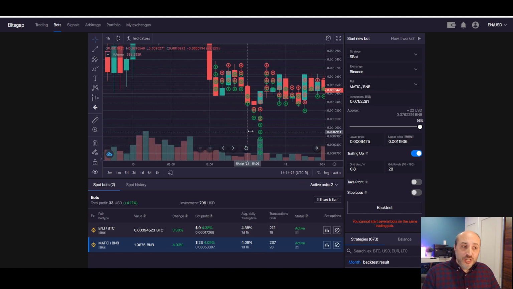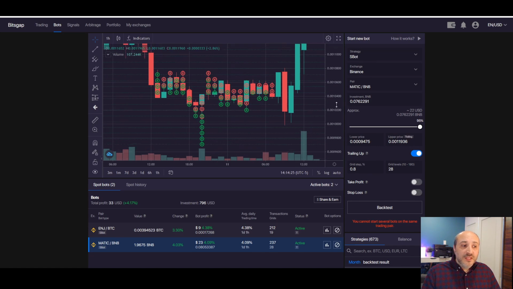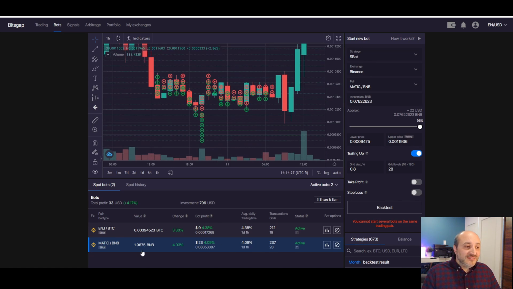So that's a lot of buy and sell. And as you can see, with all those transactions, it did manage to make 4% from my main asset. And as you can see, with all the trading the bot did, I have a return right now of 4.37%. Well, actually it's this one. It's 4.09% in the last 24 hours, which is pretty good.